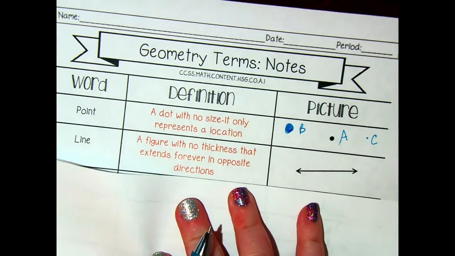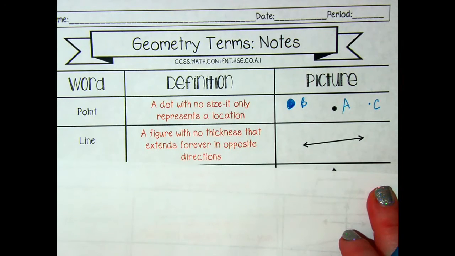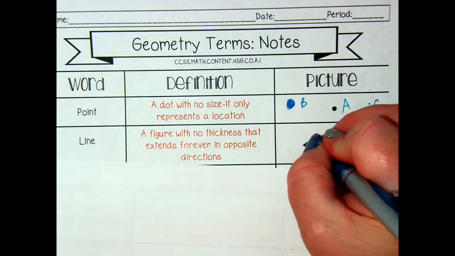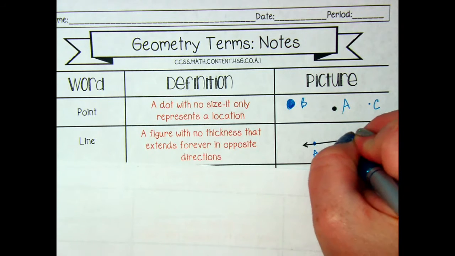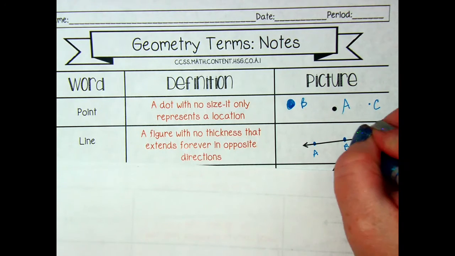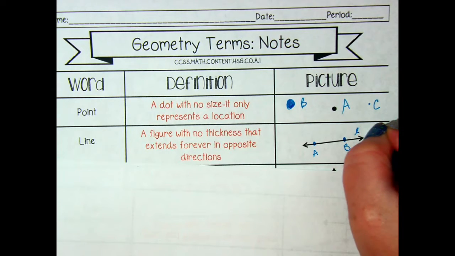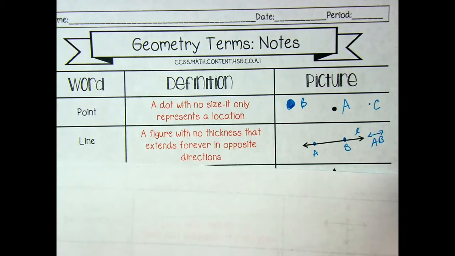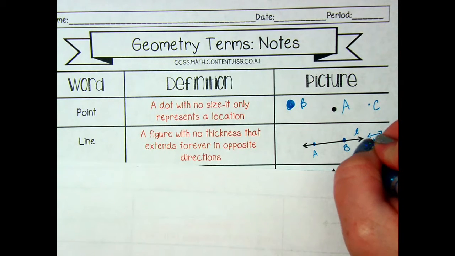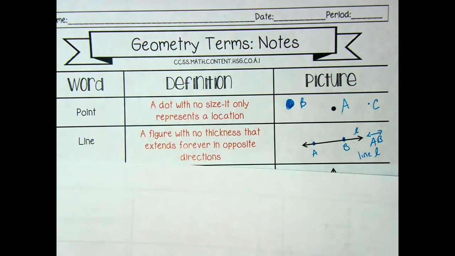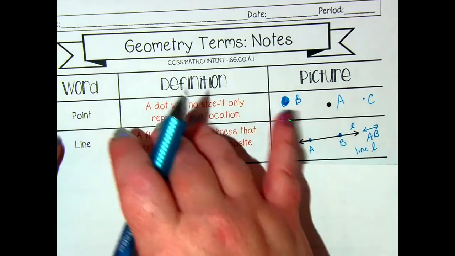And remember, a line extends forever in both directions. It has no thickness, and we name it with 2 capital letters, or we can use a script letter at the end. So this would be line AB, because the correct symbols are important. Or we would say it's line l, and that's lowercase l. And I know sometimes people have trouble with lowercase letters. Just do the best that you can.